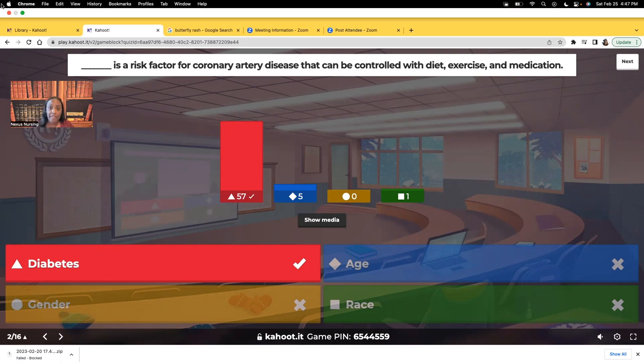Those are non-modifiable risk factors, such as age. The older you get, the higher your risk for coronary artery disease, because the longer you've had on earth to be clogging those arteries. Gender: being male increases your risk for coronary artery disease. Race: being of African-American descent, being Black, increases your risk for coronary artery disease. Those are non-modifiable risk factors. You can't change that. You have no control over it. But diabetes, you do.